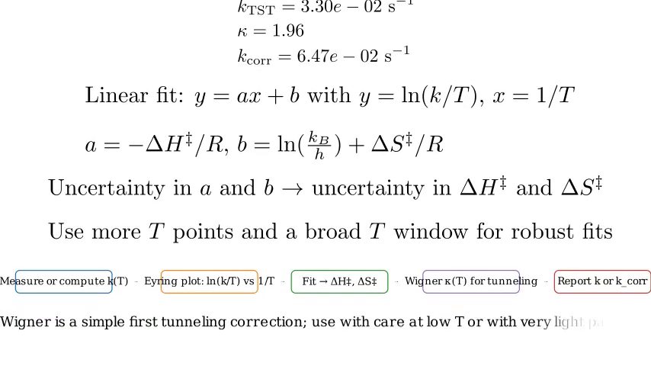Caution! The Wigner formula assumes a parabolic barrier top and small to moderate tunneling. For very light particles or very low temperatures, more sophisticated tunneling models may be needed, such as Eckart barriers or semi-classical instanton approaches. But as a quick correction, Wigner is simple and often informative.